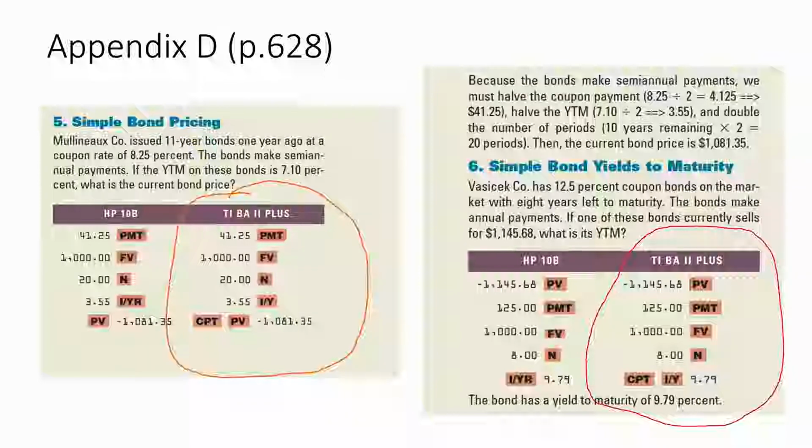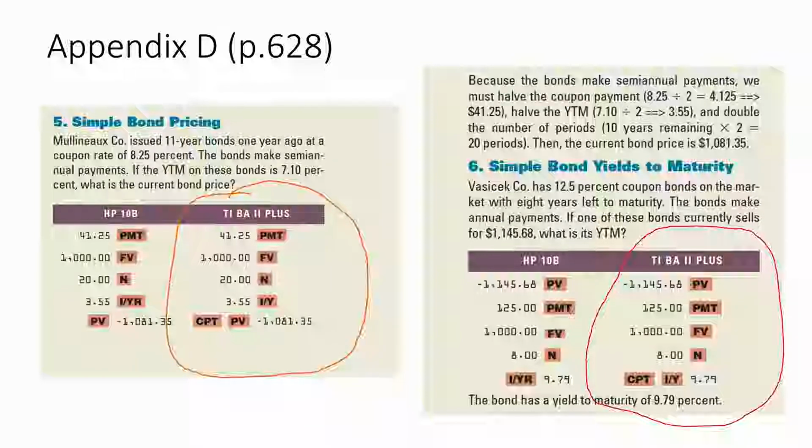We have a company issuing an 11-year bond at a coupon rate of 8.25%. That is the coupon rate. Okay. So 1 year ago, how many years left? 1 year ago it was 11 years, so now it is 10 years. So the bond has 10 years left.